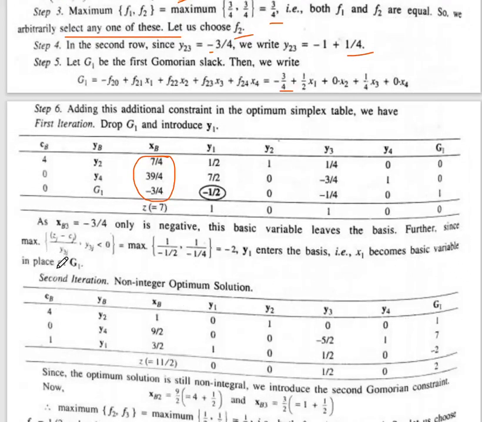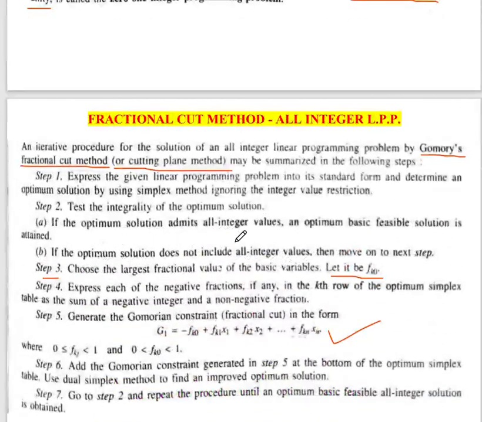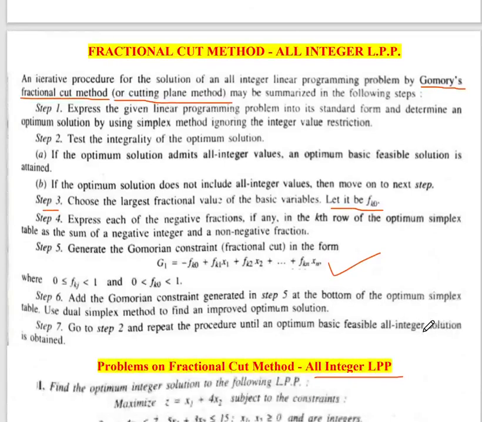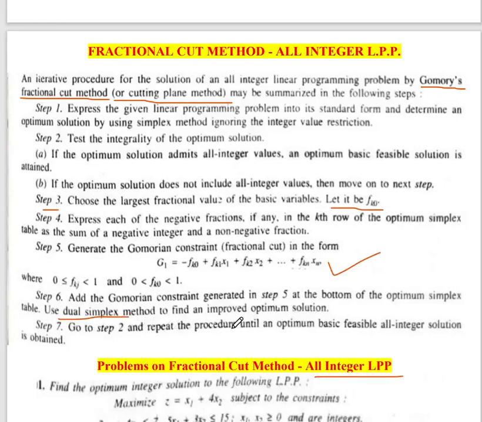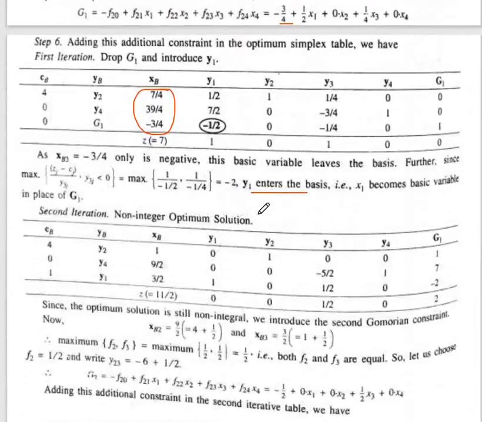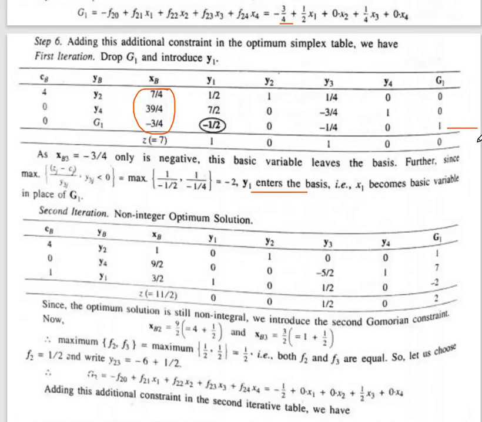So since the maximum Zj minus Cj, here we will use the method that we have given in this, that is the dual simplex method. Okay, so here we will use the dual simplex method to find the incoming vector. Minus 3 by 4 is a negative value, so using this, this is the outgoing vector. By using the dual simplex method, the incoming vector will be x1.